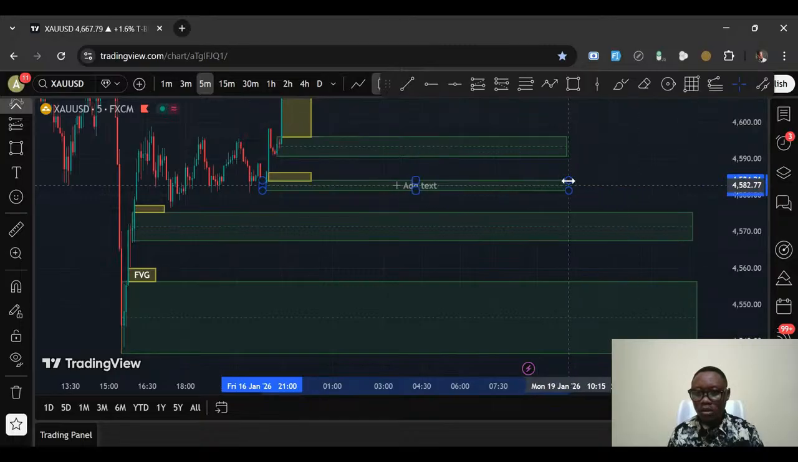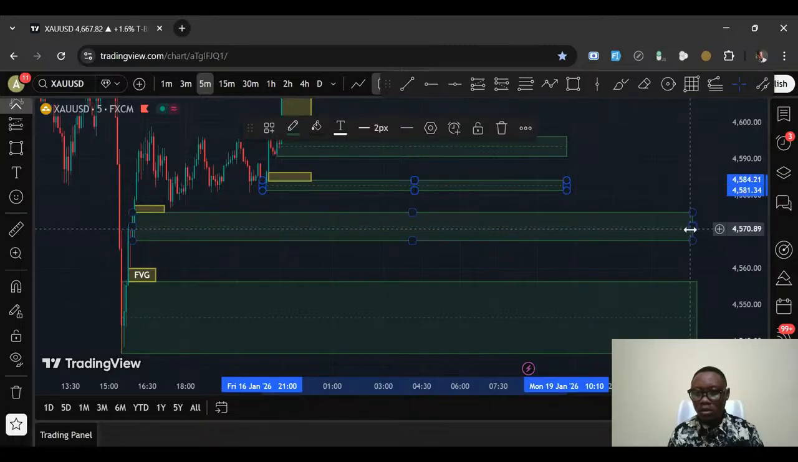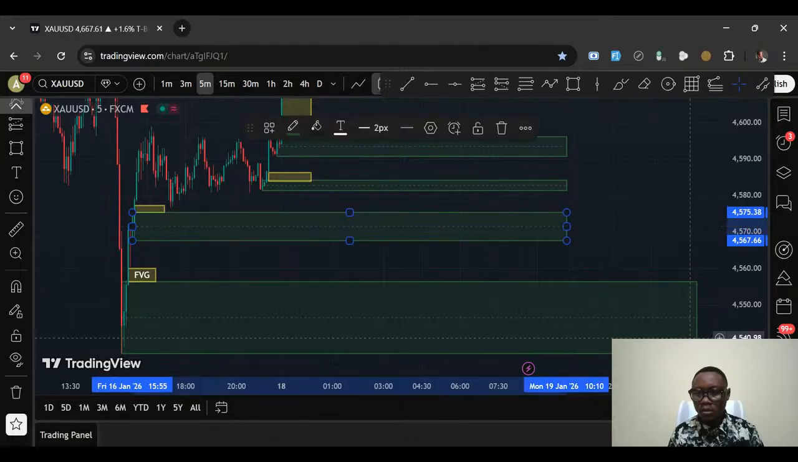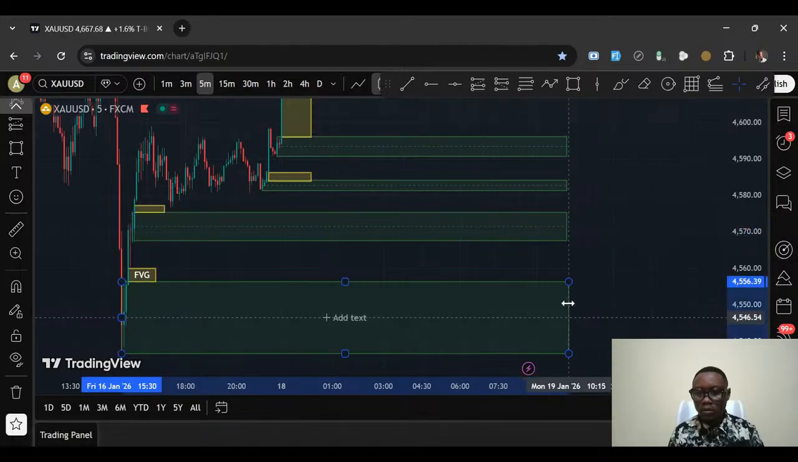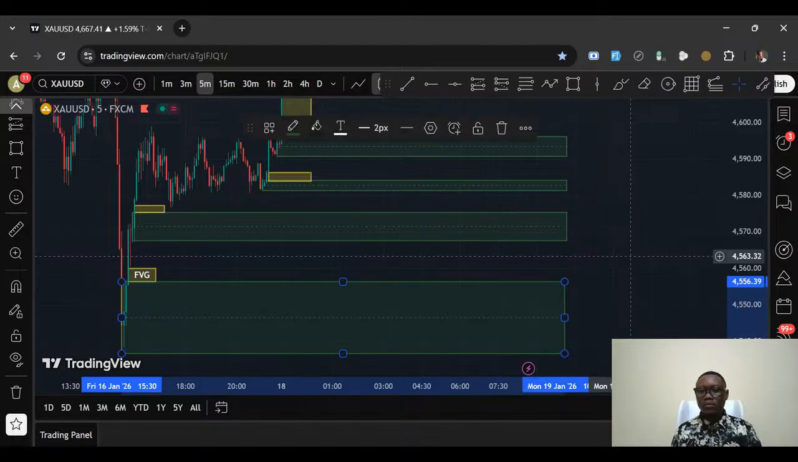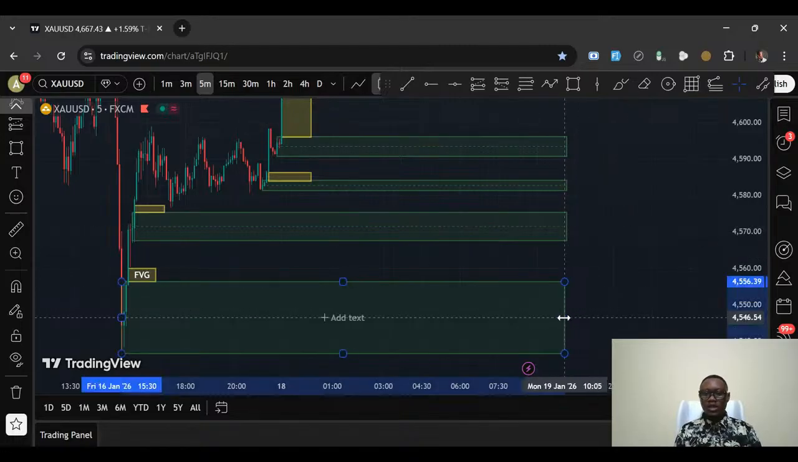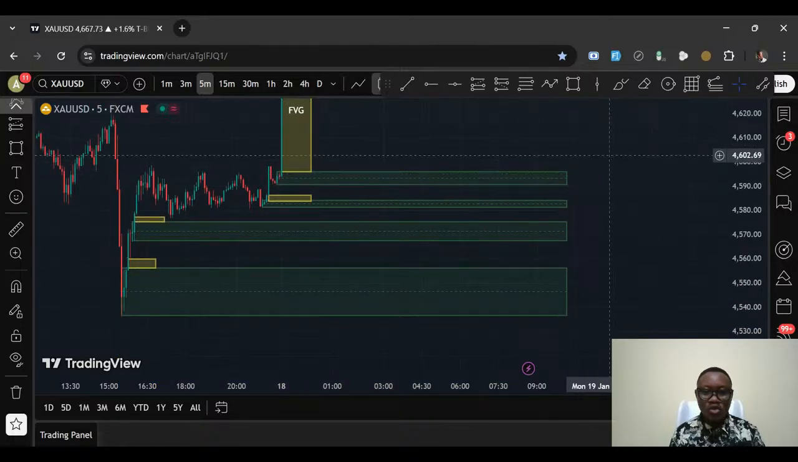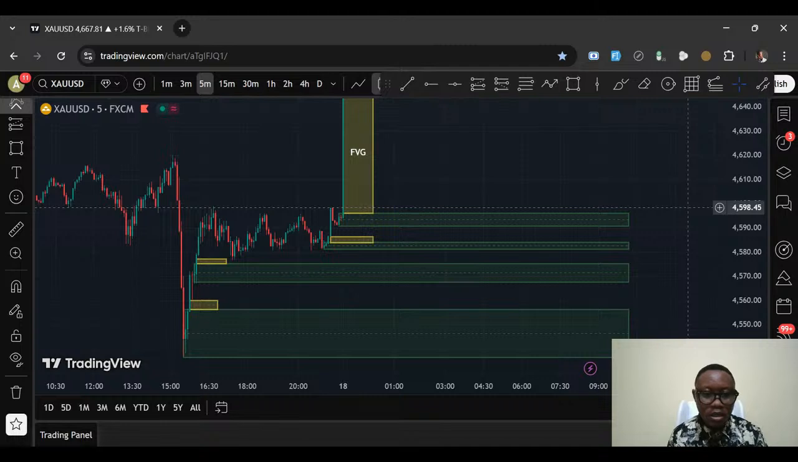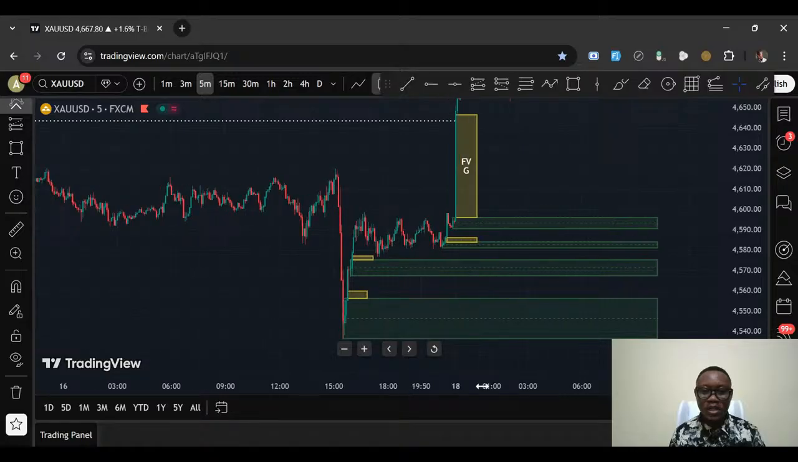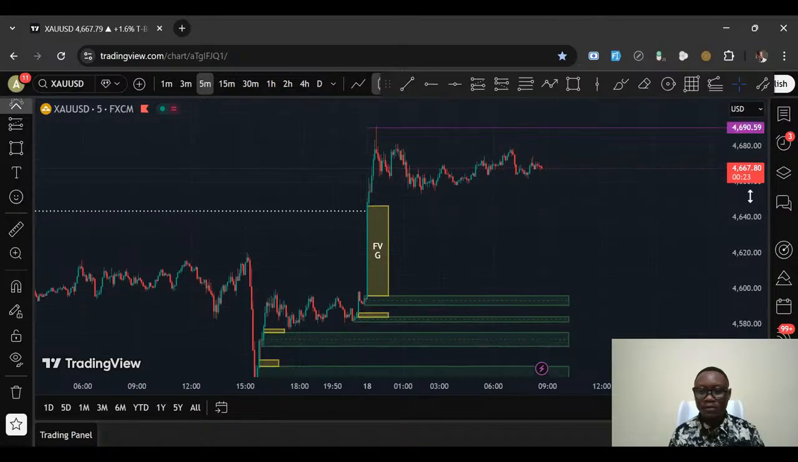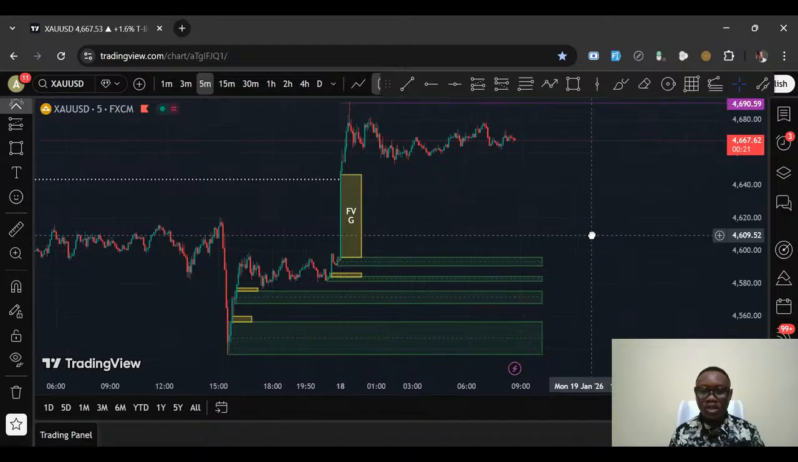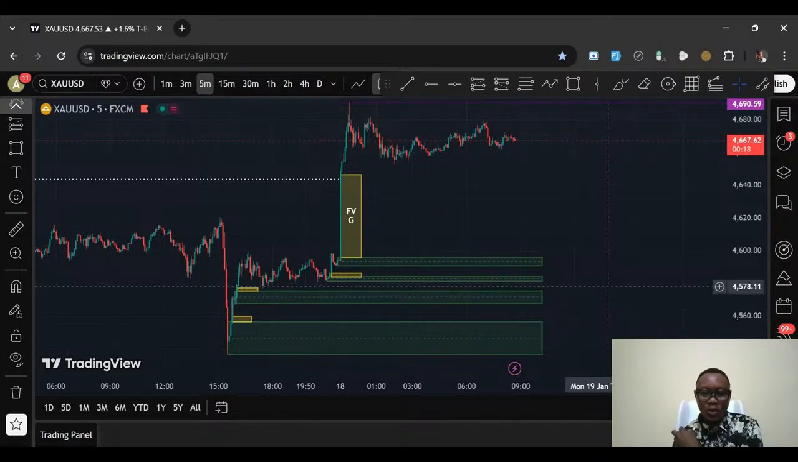Let's minimize this, and this, and this. Okay, so now that we've marked out our zone, the next thing you want to do is to wait patiently for price to get to these zones. You want to wait patiently for price to get to this zone. Then we look out for price action around the zone.